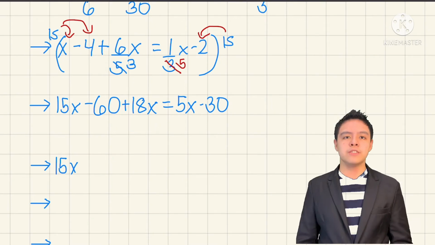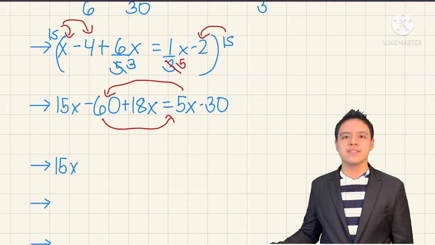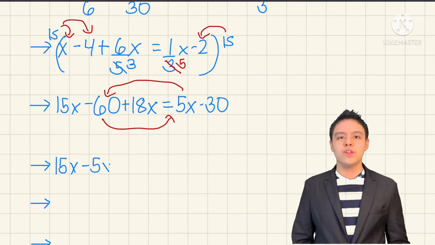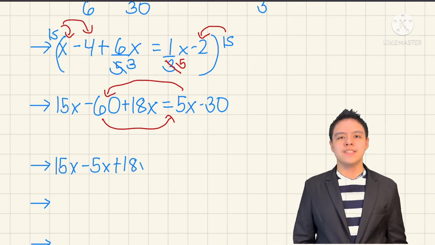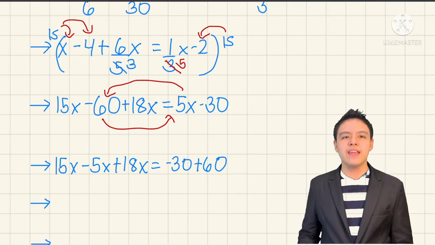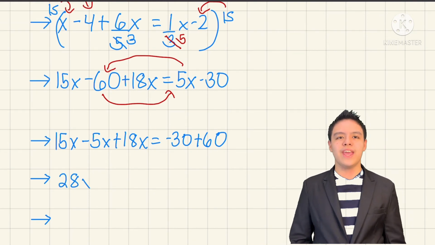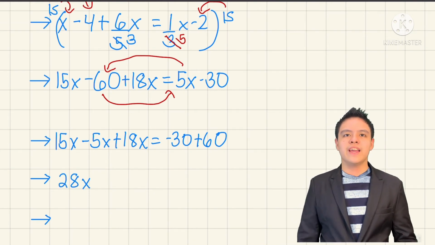I will transpose 5x to the left and it will become negative 5x. And the negative 60 to the right and it will become 60. Let's start combining the like terms. 15x plus 18x minus 5x will be 28x. Negative 30 plus 60 is 30.